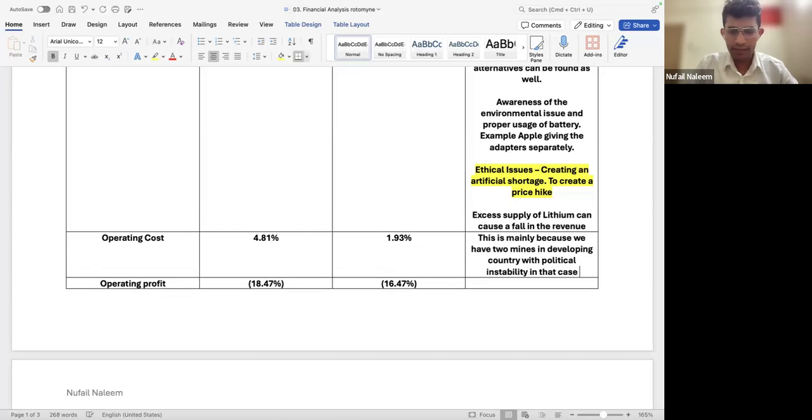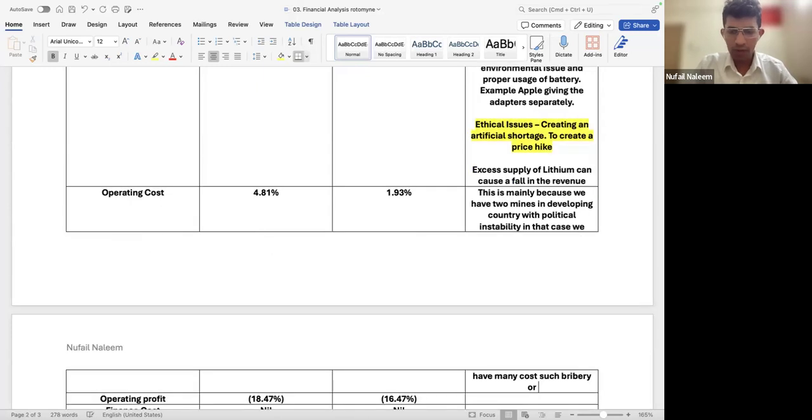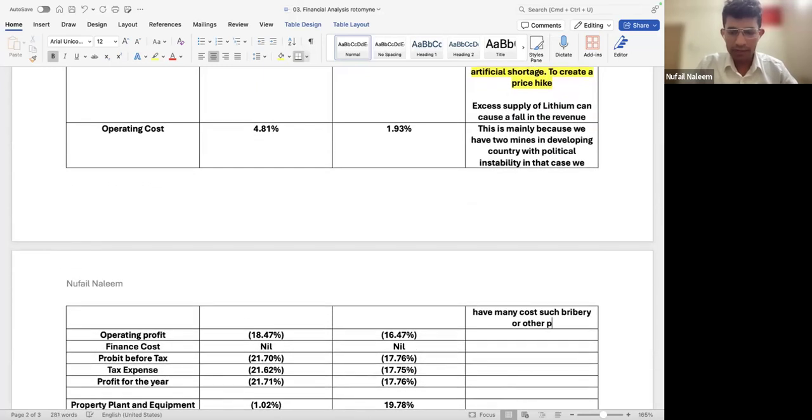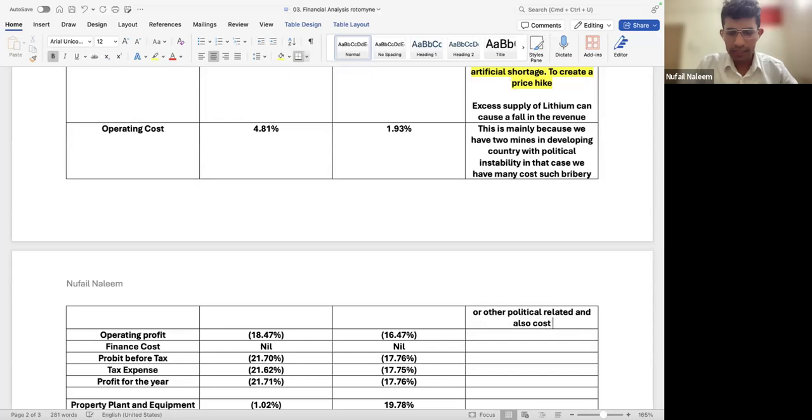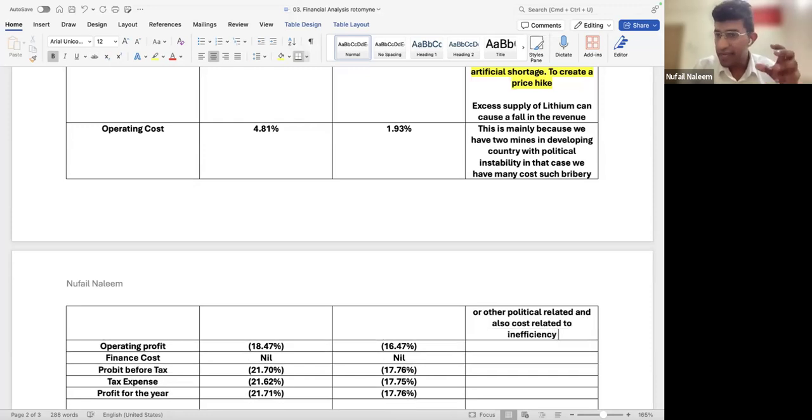In that case, we have many costs such as bribery, or other political related costs, and also costs relating to inefficiency. Costs relating to what, students? Inefficiency. Students, can I quickly get a confirmation from you all in the chat box if you understood that perspective?